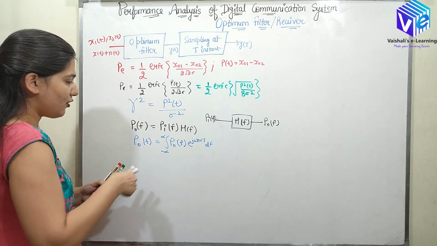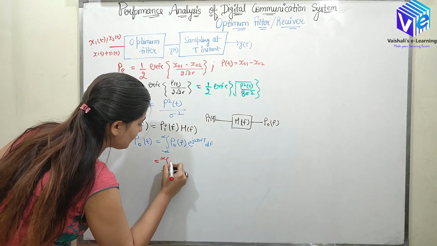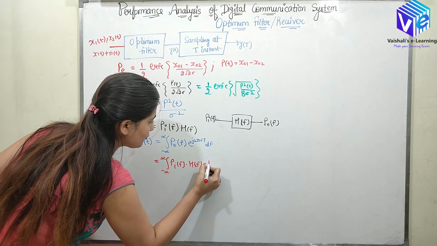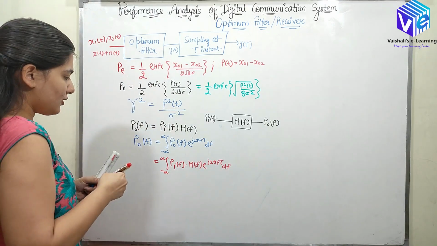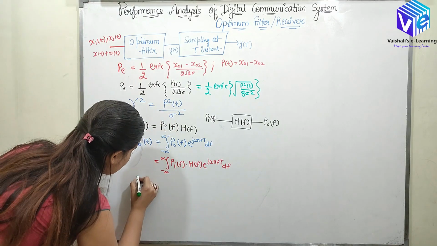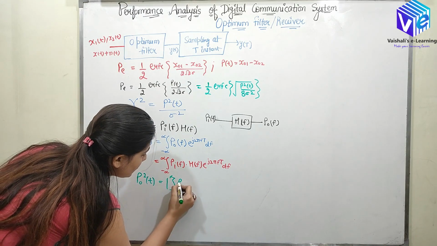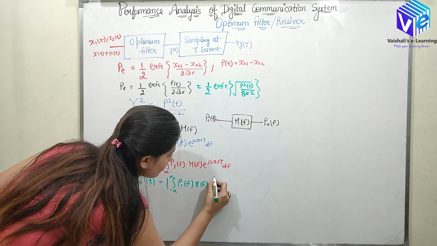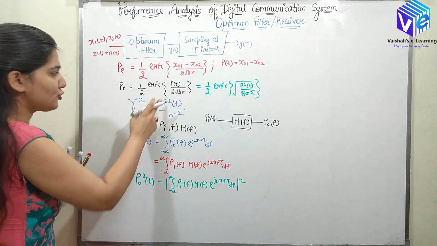Now I put the value of P naught f. P naught f is P input f into H f. So it is the integral from minus infinity to infinity of P input f into H f e raised to the power j 2 pi f t df. Now the quantity I need to know is P square t. So P naught square t would be equal to the integral from minus infinity to infinity of P input f H f e raised to the power j 2 pi f t df, whole square.